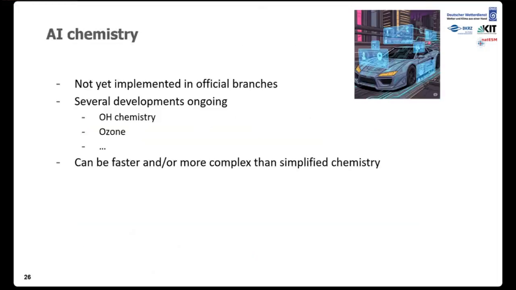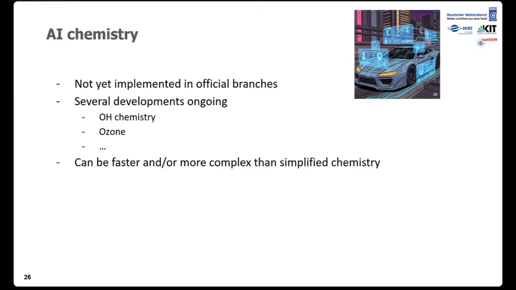So then AI chemistry, well, that's not yet implemented, at least not in official branches. So if you have access to the DKRZ GitLab, you might find some developments. There are currently several developments ongoing. So for example, OH chemistry, don't know how far that is, Ali, how close to, okay. The ozone paper will be submitted probably today, maybe tomorrow. So that's very close. And there's also other stuff ongoing, for example, also complete chemistry.